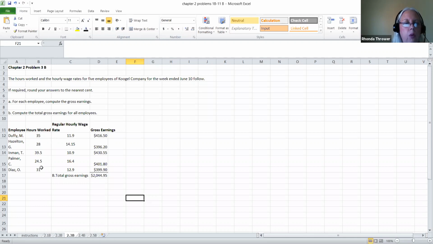As long as the number of hours worked is under 40 hours, we don't have to pay any overtime to this employee. So the gross earnings are the earnings that we would owe the employee before we've taken out any deductions for taxes or insurance or whatever the deductions might be. In this problem, they want you to compute the gross earnings for each of these employees: Duffy, Hazelton, Inman, Palmer, and Diaz.